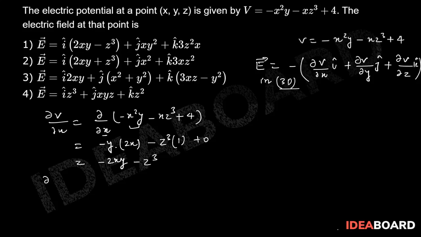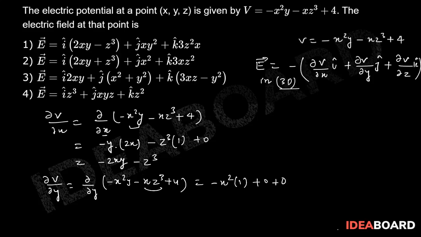Now similarly, ∂V/∂y will be equal to ∂/∂y of (-x²y - xz³ + 4). Now interestingly, apart from y, everything will be treated as a constant. So here y will give you -x² into 1. Here there is no y, so this will give you 0, and obviously the constant 4 is going to give you 0. So that will be -x², correct?